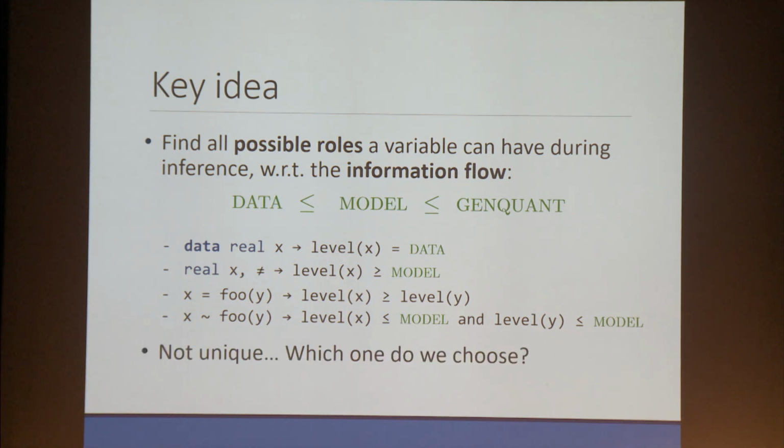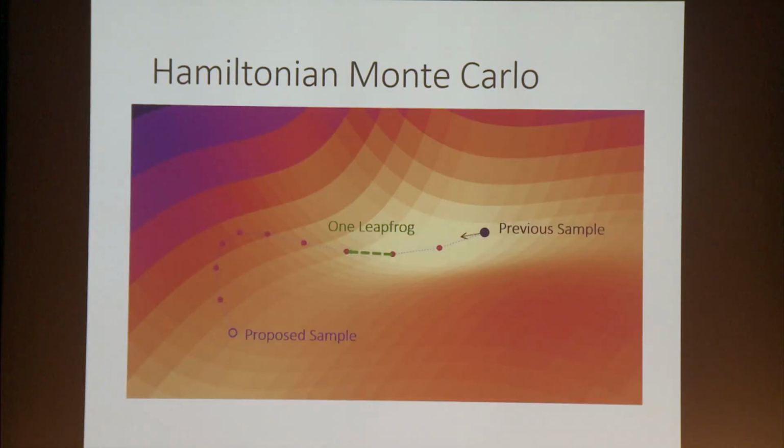But now, of course, these are not unique. So I said find all possible roles. There are a bunch of constraints, we resolve the constraints, and there are many different levels that a variable can take. So what do we do? How do we choose? Well, remember the particle flowing and so on. Basically, some bits of this computation are more expensive than others.